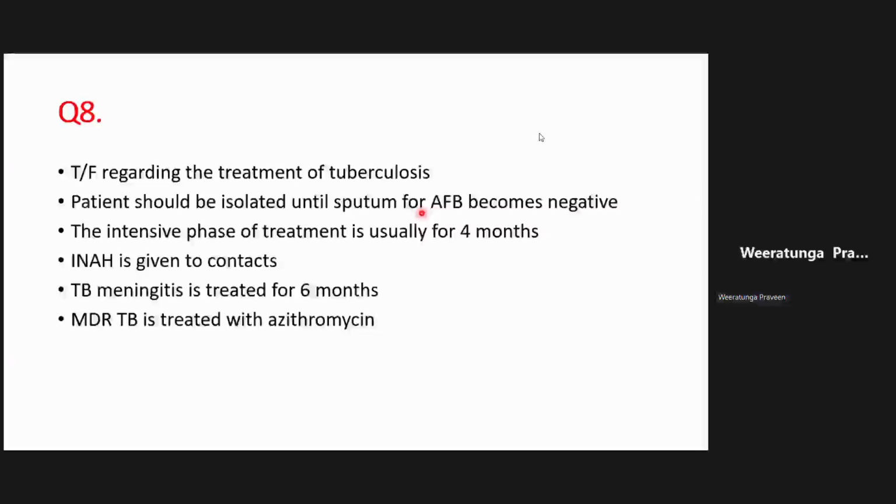True or false regarding treatment of TB, patient should be isolated until sputum for AFB becomes negative. That is a concept which has gone out of fashion. ඒ දවස්වල ඕක තිබුණා, දැන් එහෙම කරන්නේ නැහැ. But infectivity is highest within the first 1 to 2 weeks of starting treatment. Intensive phase is just for 2 months, not for 4 months. Right. Isoniazid is given to contacts.